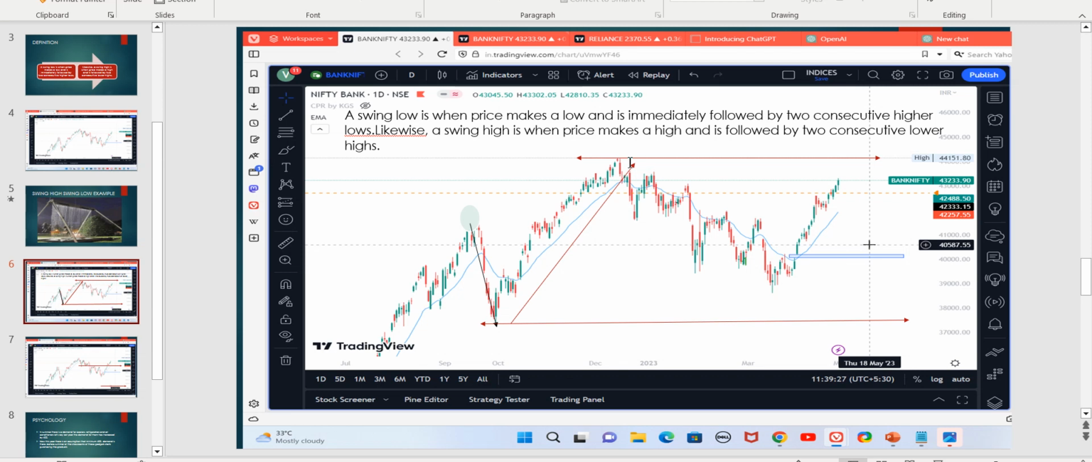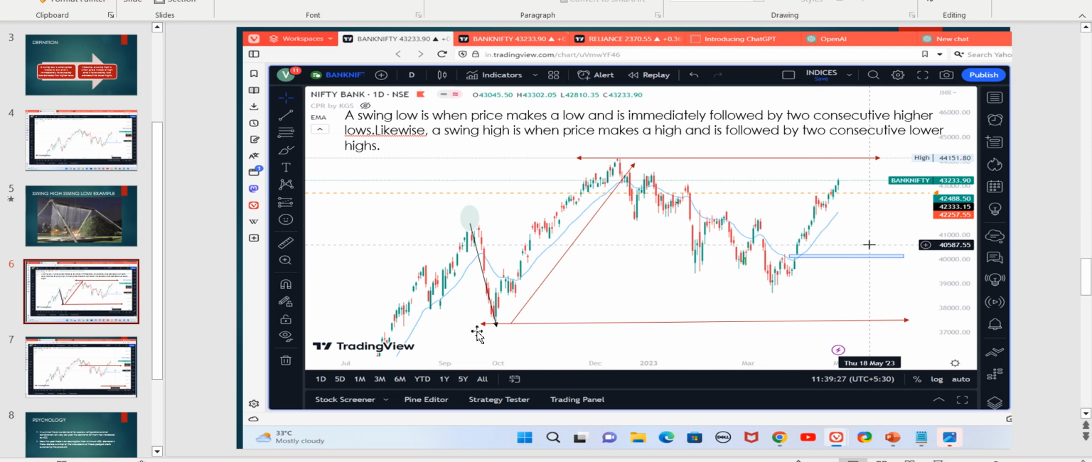A swing low is when the price makes a low and is immediately followed by two consecutive higher lows. What is meant by consecutive? An example of consecutive: Monday and Tuesday are consecutive days. Friday and Saturday are consecutive days. Okay, I think you understand the meaning of consecutive.